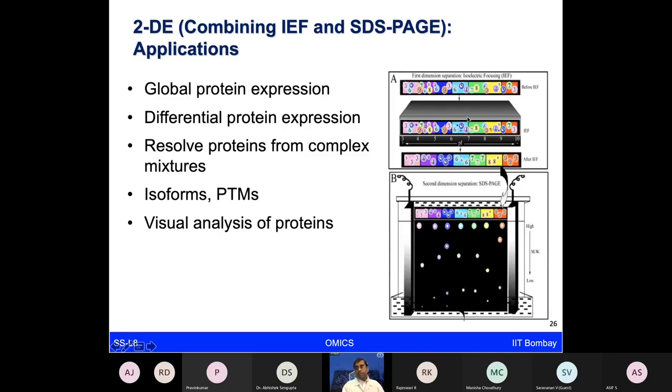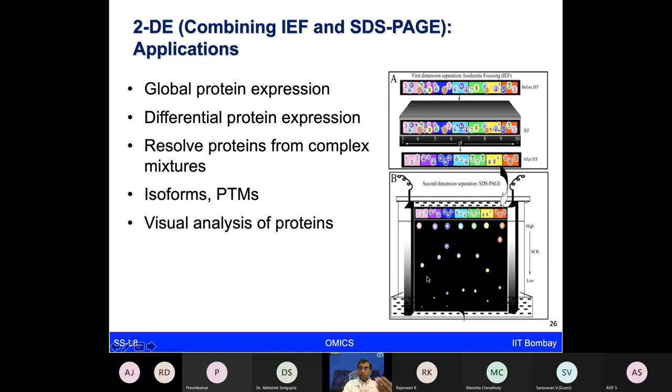So again, to summarize, we have done separation in the first dimension using pI values in the IEF unit, and the second dimension with SDS-PAGE. Every spot denotes its molecular weight and pI value. The same principle has been used for many biological projects and different types of clinical problems, to look at all the protein expression in a given system, to compare healthy versus disease. If you have a complex mixture which you have pulled down from a given antibody, by immunoprecipitation, you can look at that, or look at different isoforms of the protein or PTM modifications.